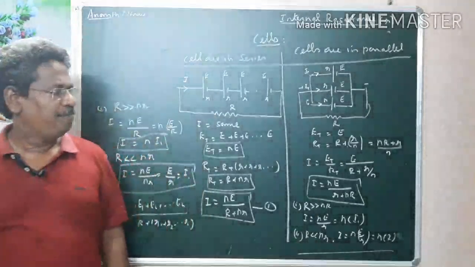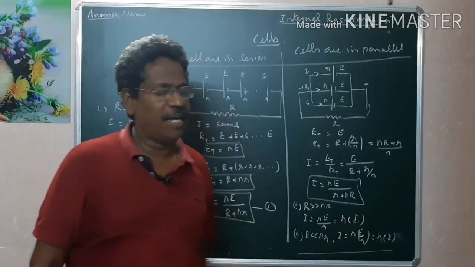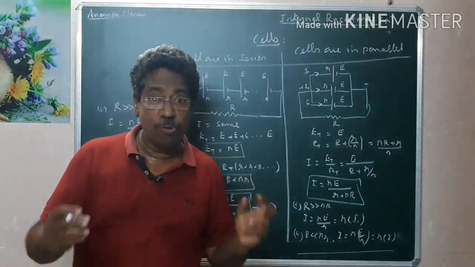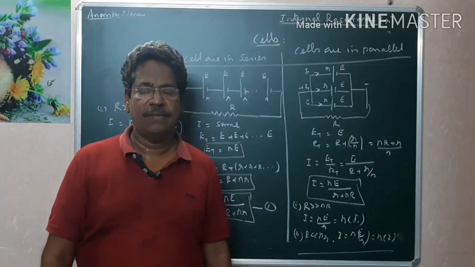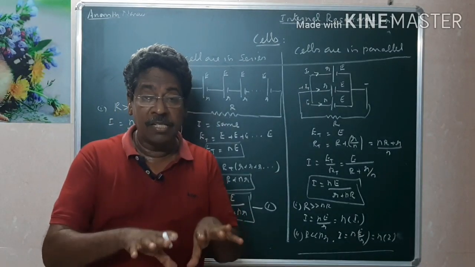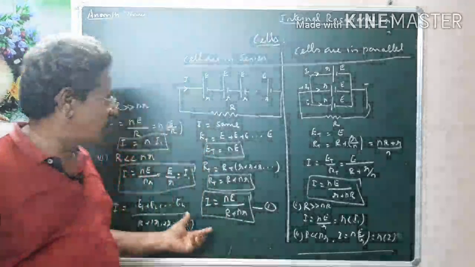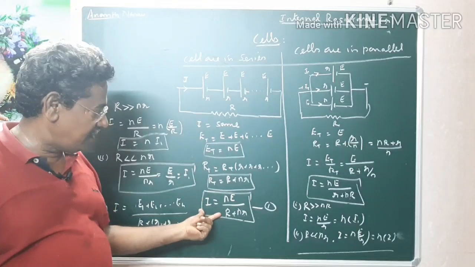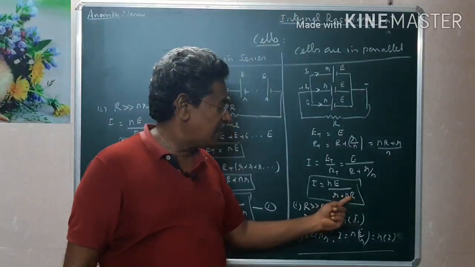Based on this, what will happen when some of the cells are in series and some of the cells are in parallel, that combination, and also two cells in series and two cells in parallel, we'll discuss in the next class. So in this class, we have discussed internal resistance and derived the expression for it, and also derived an expression for what will happen when the cells are connected in series. You see the difference: capital R plus N into small r. Here small r plus N into capital R.